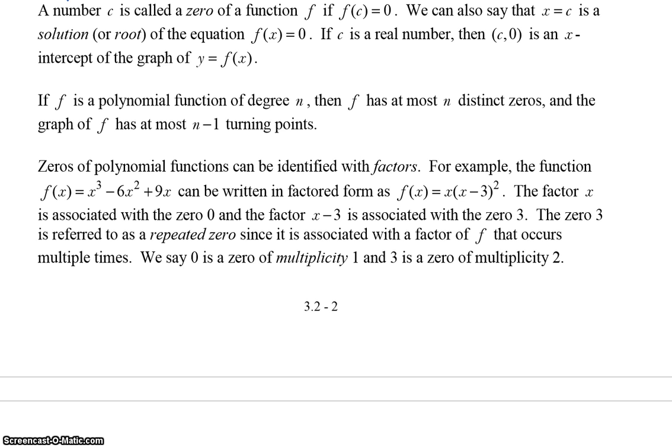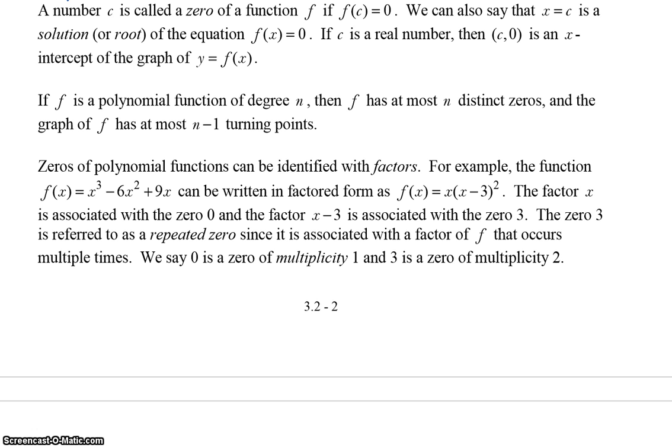The number of turning points is 1 less than the degree. So if we have a fourth degree polynomial, its graph can have at most 3 turning points. It may have fewer than 3 turning points, but it can have no more than 3 turning points.